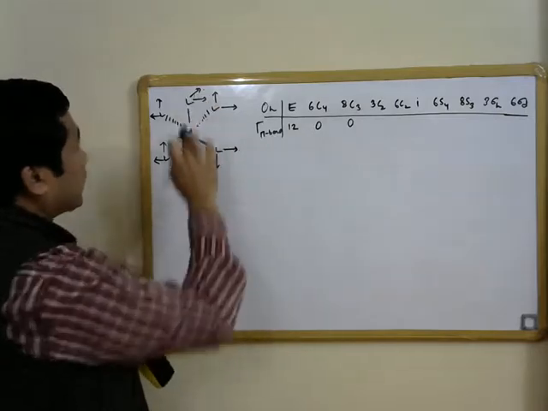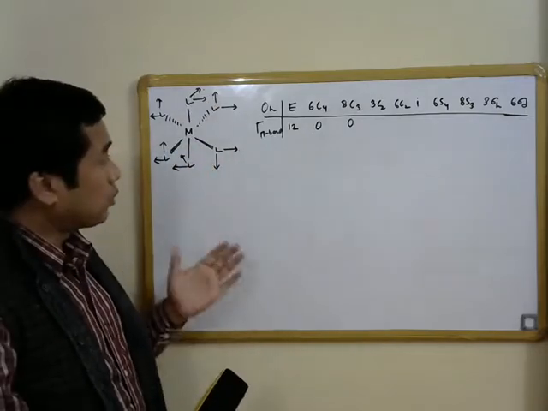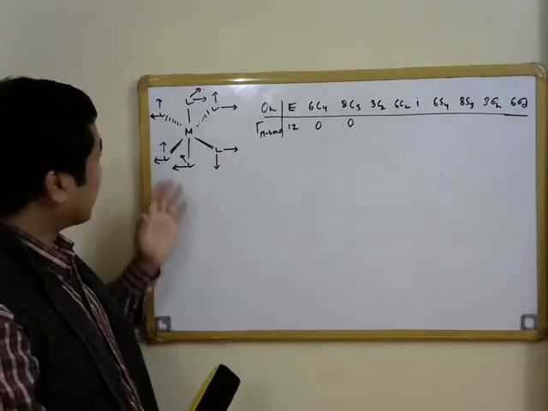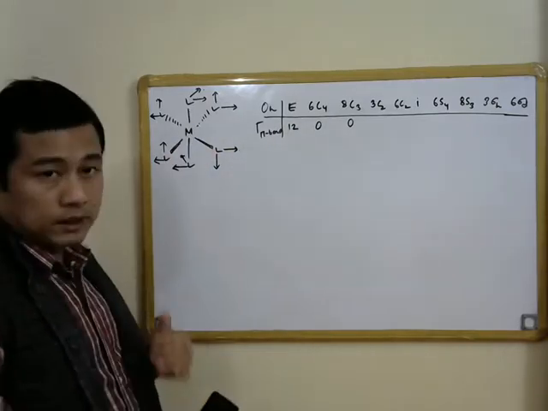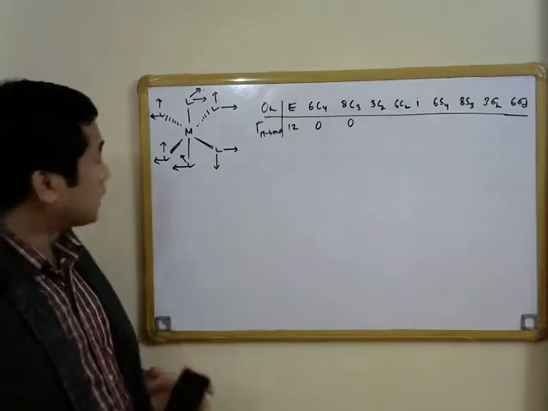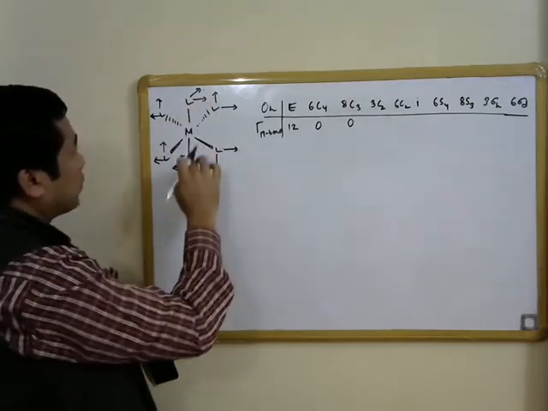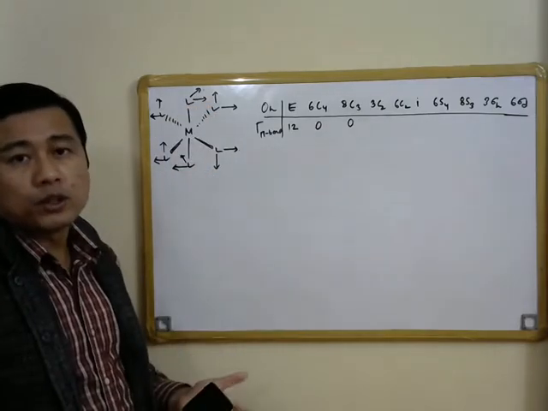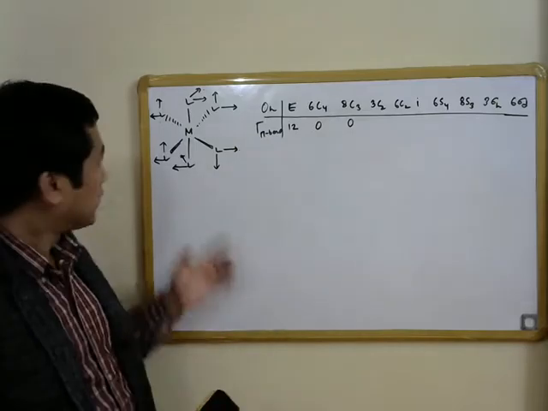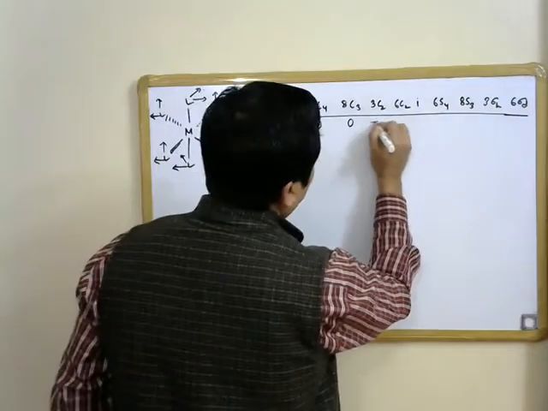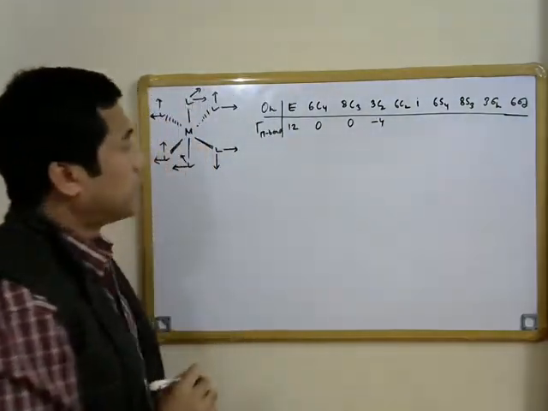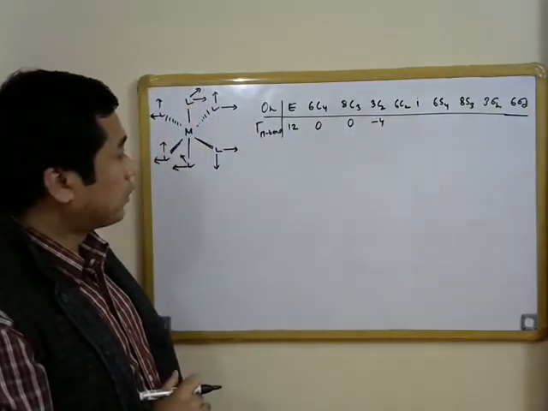So each of these vectors is going to contribute cos 180 when we perform the C2 operation. So each of these pi bond vectors in these two ligands over here is going to contribute -1 towards the character, and in total there are 4 pi bond vectors. So the total character for the C2 operation is going to be -4.